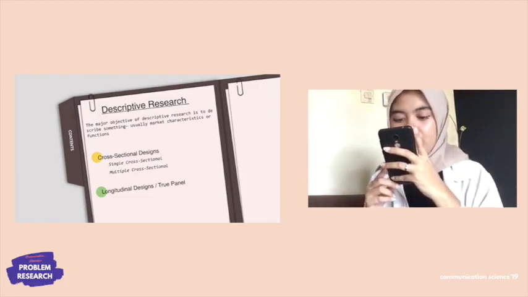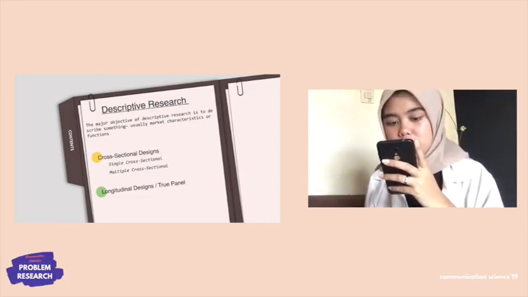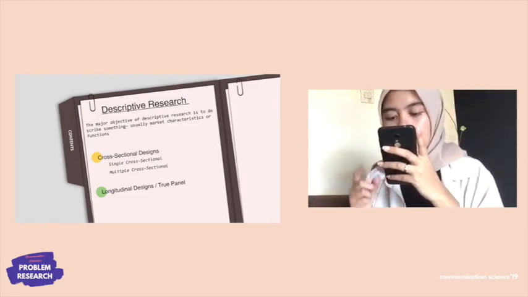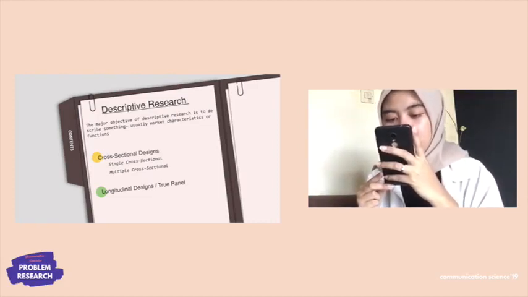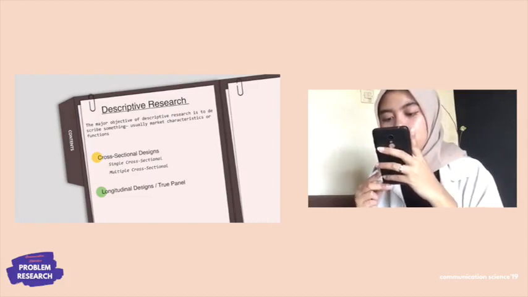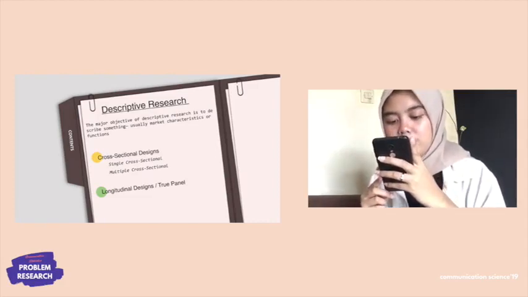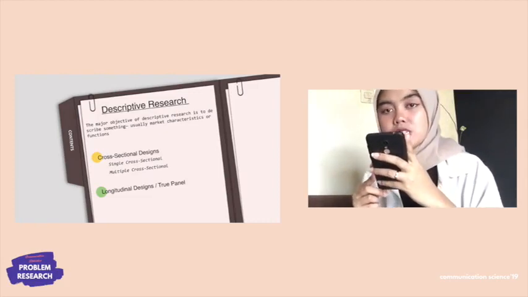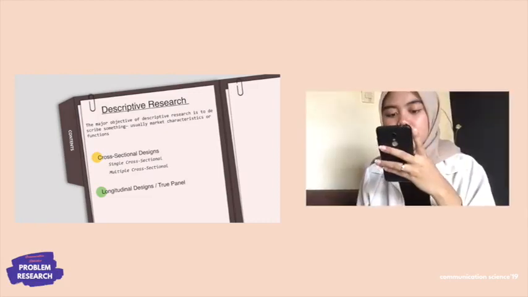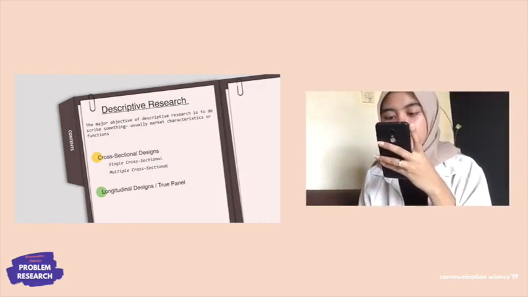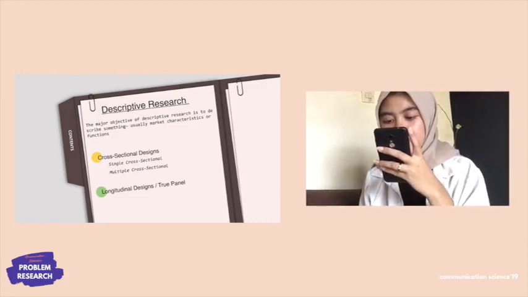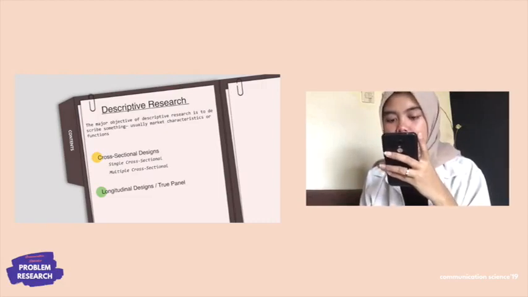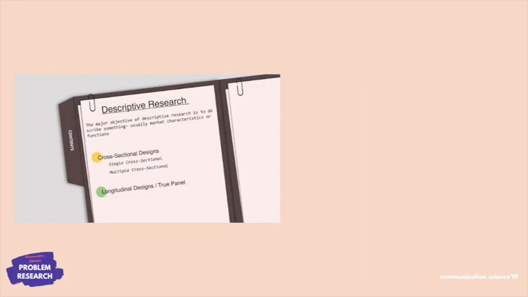In cross-sectional, there are single cross-sectional and multiple cross-sectional. In single cross-sectional, only one sample of respondents is drawn from the target population, and information is obtained from the sample once. These designs are also called sample survey research design. Second, multiple cross-sectional. There are two or more samples of respondents, and information from each sample is obtained once. Often, information from different samples is obtained at different times over long intervals.